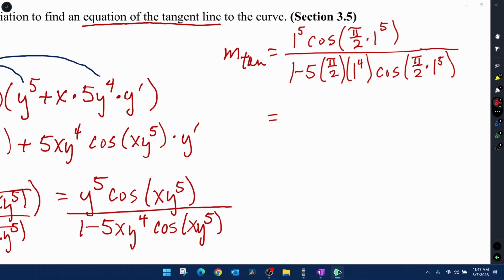Because cosine of pi over 2 is 0. And so any of these angles that simplify down to pi over 2, when I take the cosine of that, is going to disappear. It's going to become 0. So what is that going to be? That's going to be 1 minus 0.